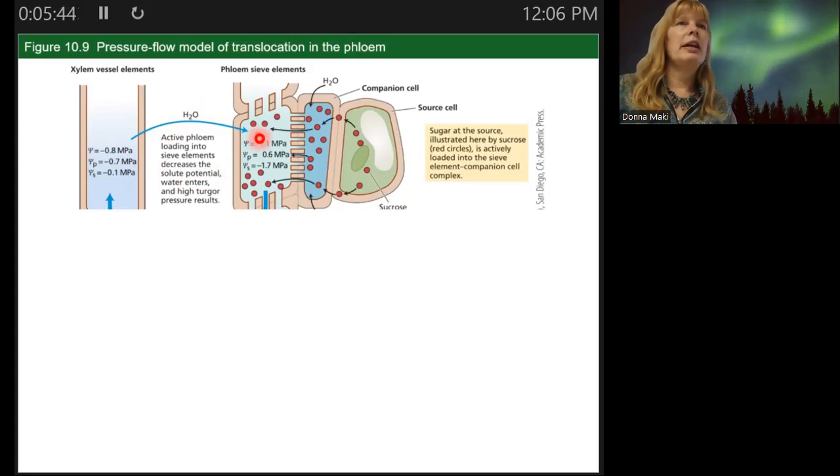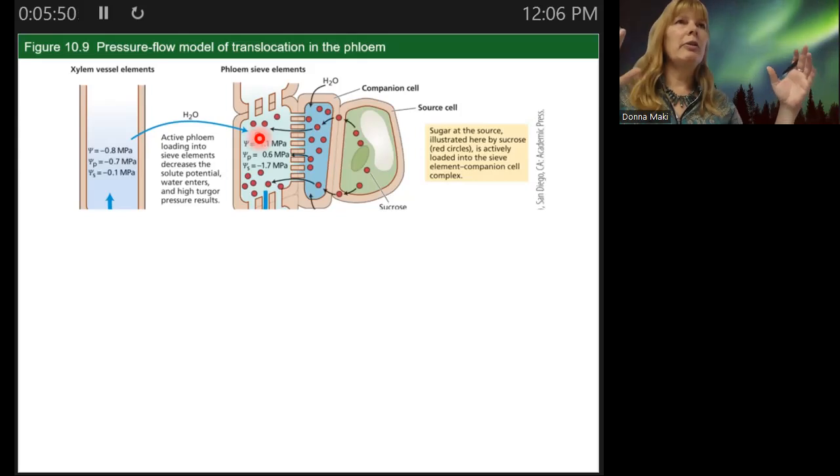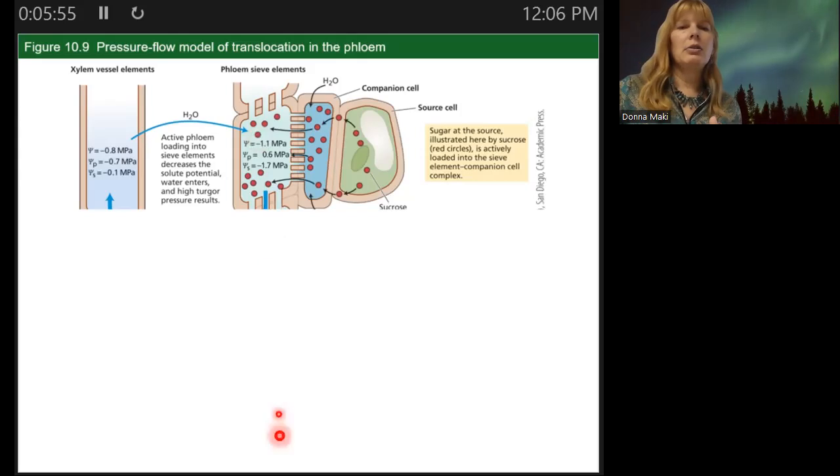Okay, so that's one half of the story. That's just what's happening in the source. It really doesn't make sense until you tell the whole story and consider what's happening in the sink tissue. So let's do that next.